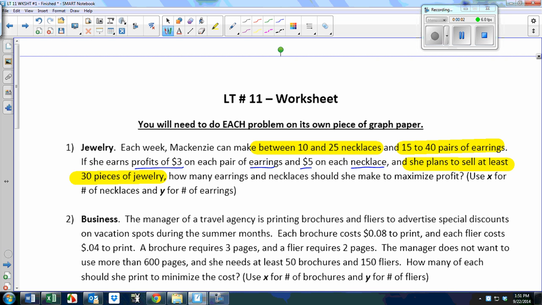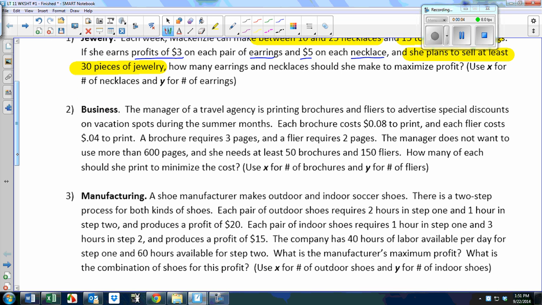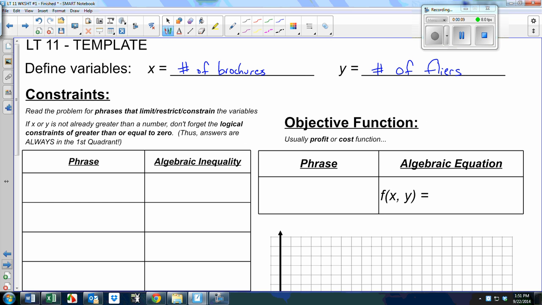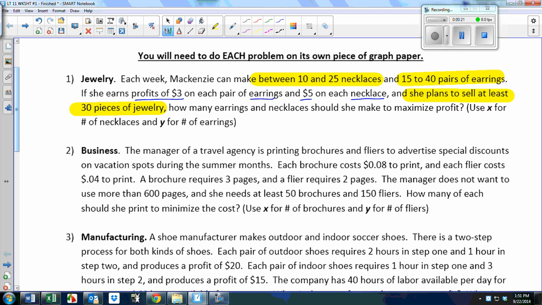All right, so for number 2, our variables are number of brochures for X, number of flyers for Y. Got that marked. Now we start looking for the phrases, either profit, cost, or constraints. It doesn't matter. I think it's going to be easier if you look for cost. So let's do that first. Let's get that information out of the paragraph.